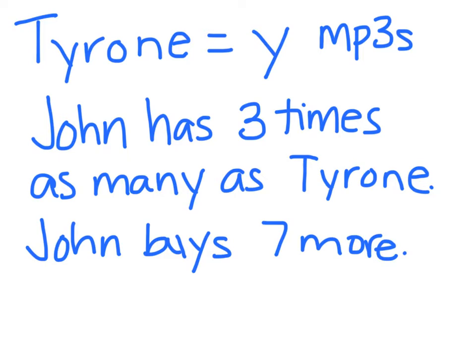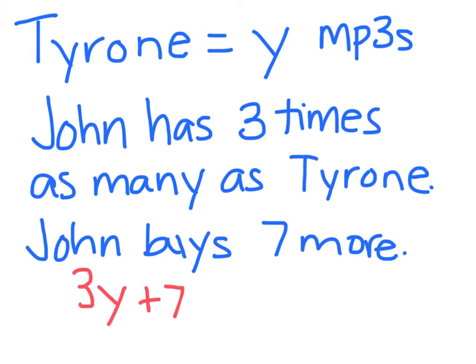We begin by writing an expression. We know that Tyrone has Y MP3s. John has 3Y MP3s. Then he buys another 7, plus 7. So the number of MP3s that John has is 3Y plus 7.